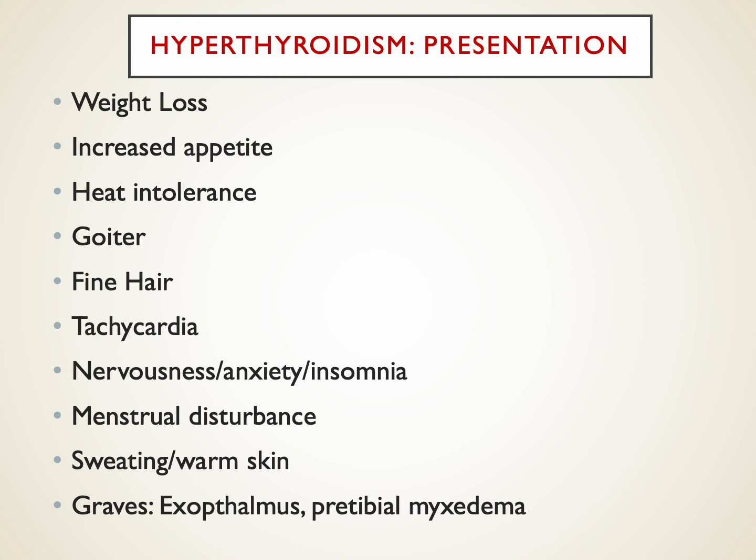You also will find many patients will present with anxiety, insomnia, nervousness. Women may have menstrual disturbances. There also is commonly seen sweating and warm skin. And in Graves' disease, the other things you'll see are exophthalmos, bulging eyes, basically related to eyelid retraction, and pretibial myxedema. We'll talk about that in a little bit.